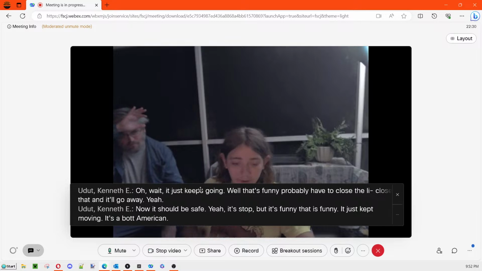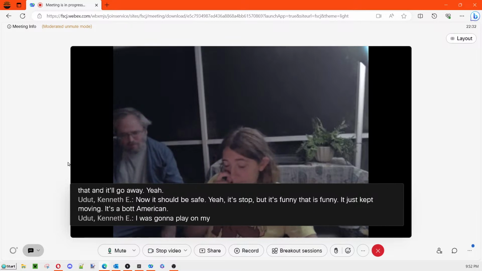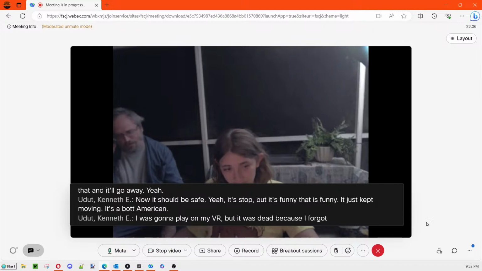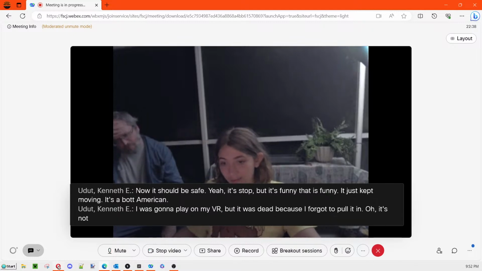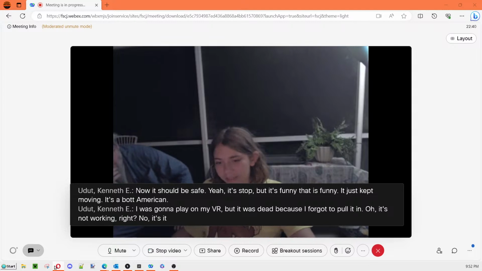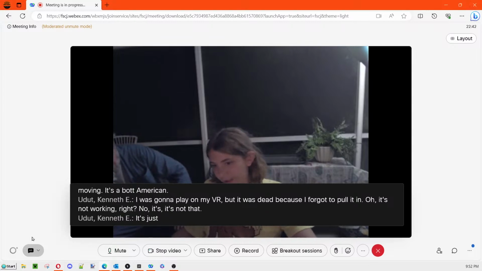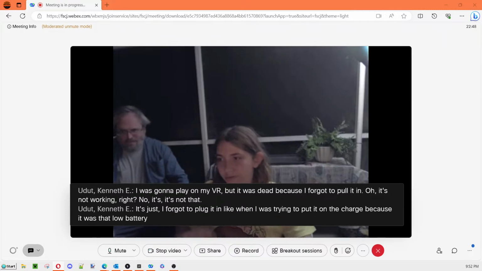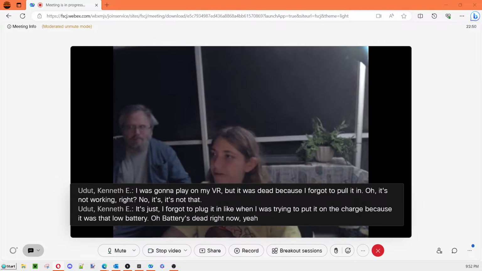I was going to play on my VR, but it was dead because I forgot to plug it in. Oh, it's not working, right? No, it's not that. I just forgot to plug it in when I was trying to put it on the charger because it had low battery. Oh, the battery's dead right now? Yeah.